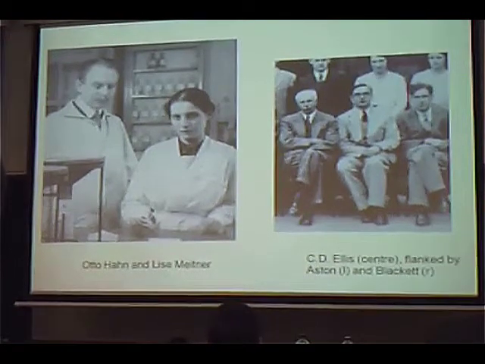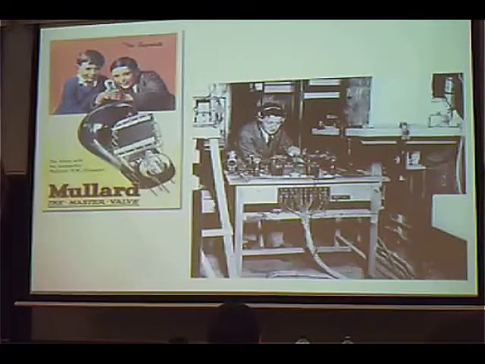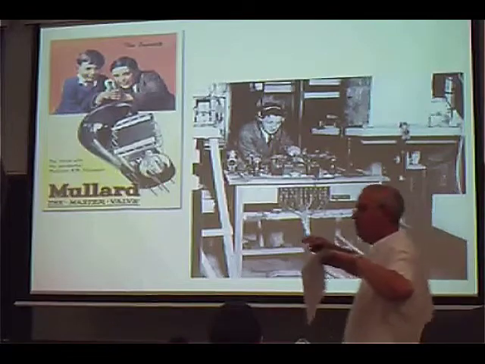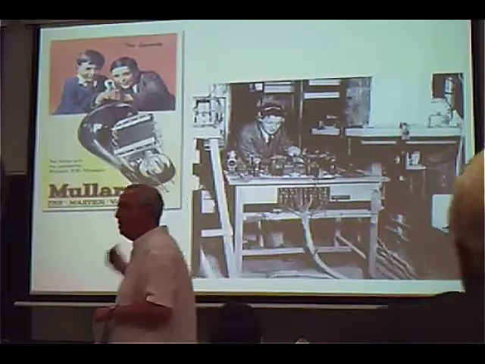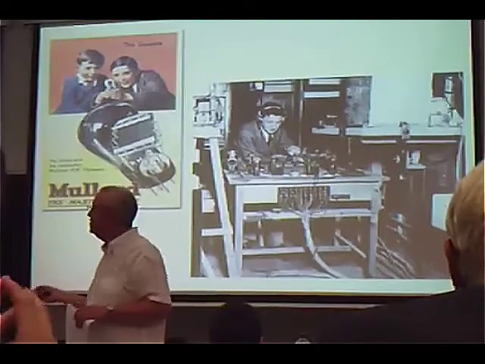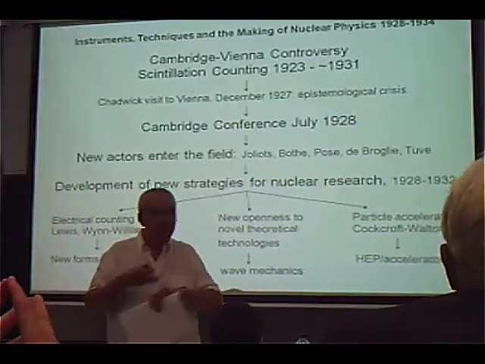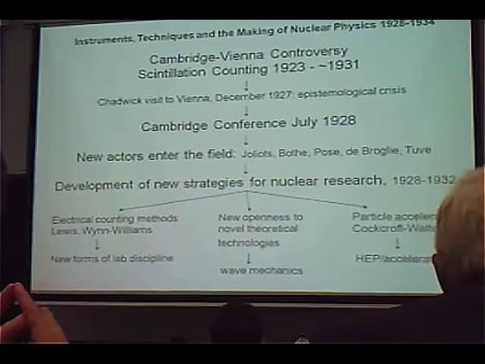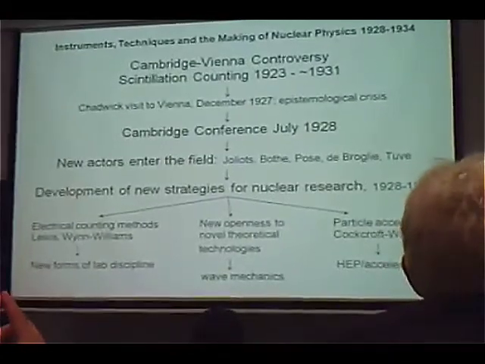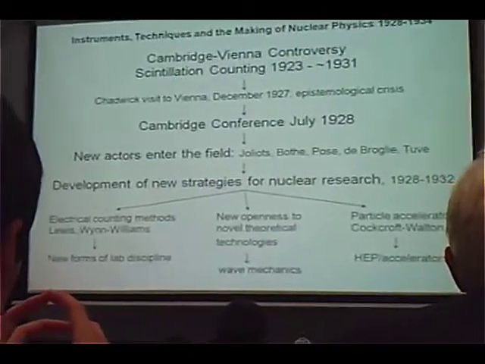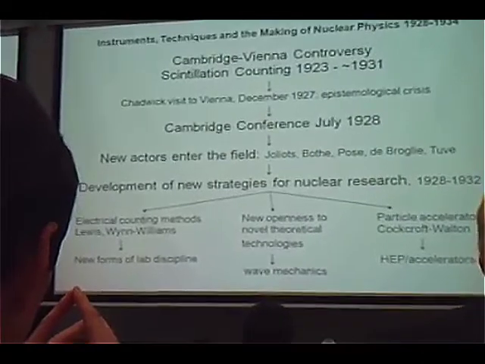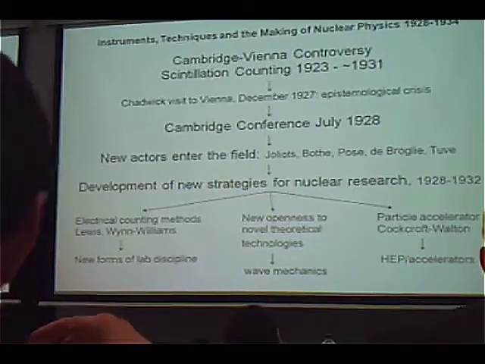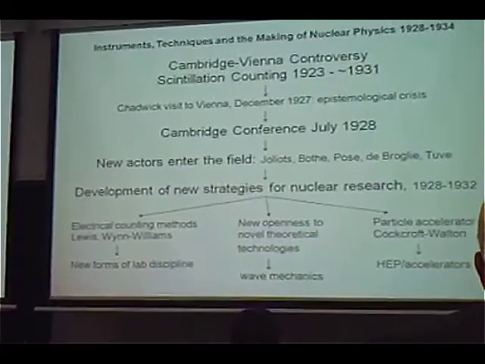The second important point I want to make very quickly is that these controversies precipitated the introduction of new techniques into this field of experimental physics of the nucleus. Wireless was the big growth area in the 1920s. Electrical wireless techniques, valves, began to be used for electrical counting methods, displacing optical scintillation counting. That becomes very important. The actors became very open to new theoretical technologies like wave mechanics, which is coming on the scene in the late 1920s. They become open to machines for the production of fast particles. Accelerators become very important.